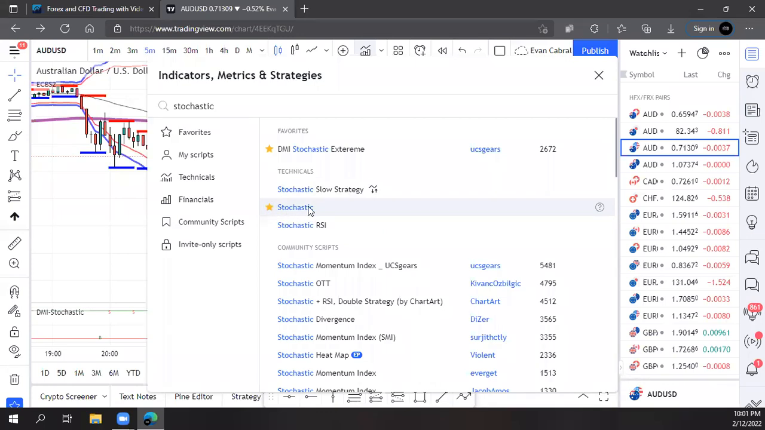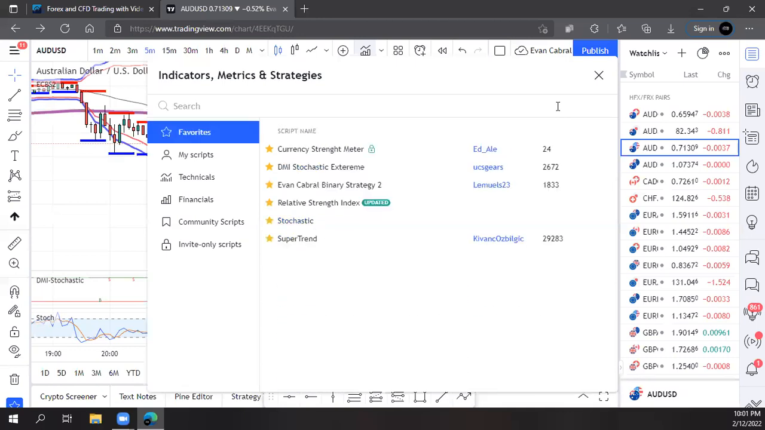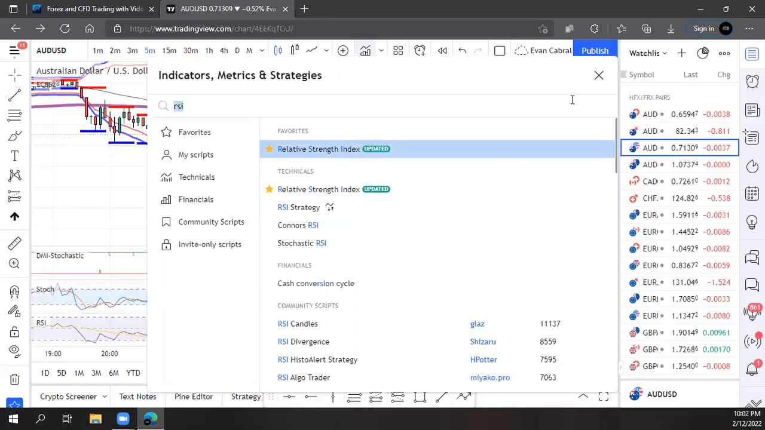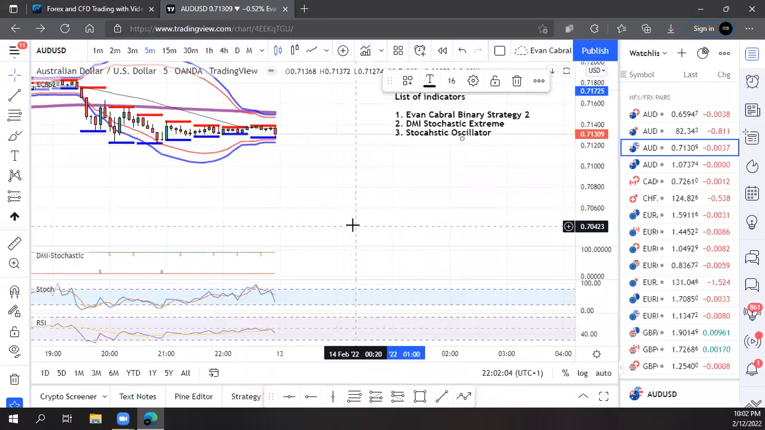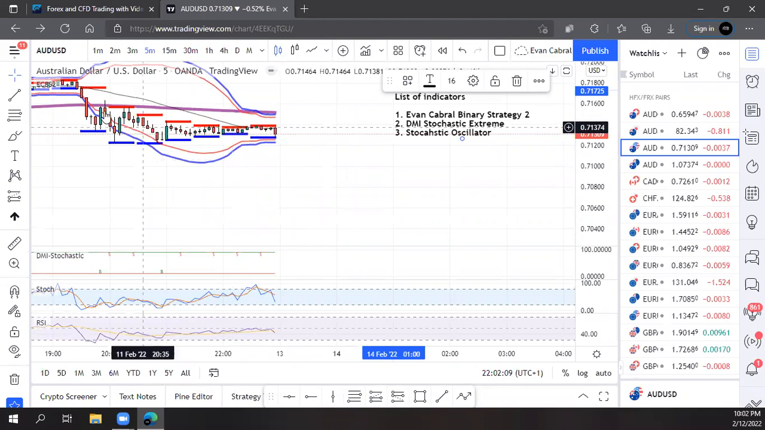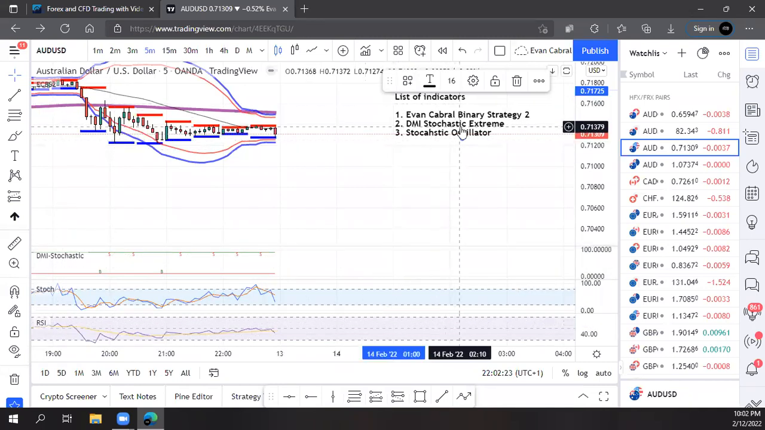So we are going to click on stochastic, and the last indicator we'll be needing is the RSI, the relative strength index. That's what we're clicking on. So basically, these are all the indicators you need. But if you're on the free version of TradingView, I think it's only going to permit you to add about 3. Maybe you'll be able to add the Vancouver strategy, the DMI stochastic and the stochastic, but not the RSI. So it's important that you have the upgraded version of TradingView.